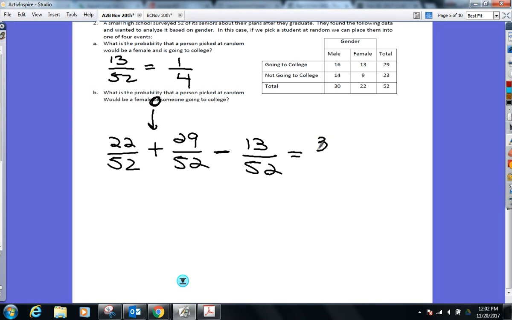Then we end up with 38 out of 52, or also known as 19 out of 26. That's 51 minus 13 out of 52. You mind if I just use you for an example? Look, Brienne, female, going to college. Didn't she just get counted in the 22 here and the 29 here? But she's only one person. I can't count her twice. So she's 1 out of the 13 here that I needed to subtract out. Cannot count the same person twice. All right? Yes?